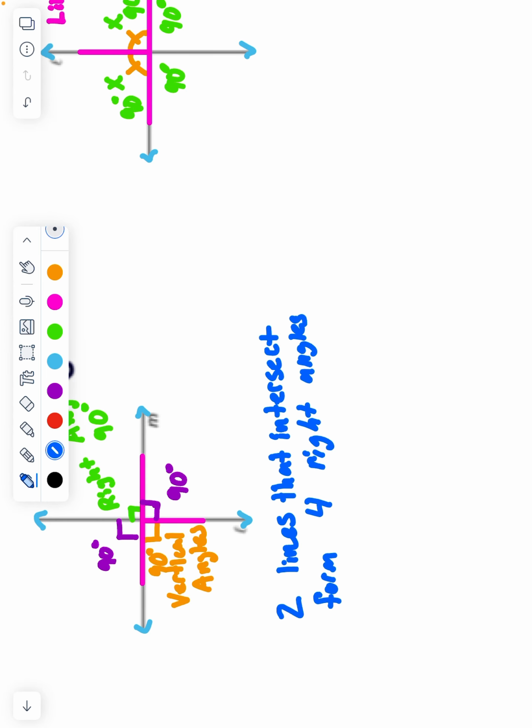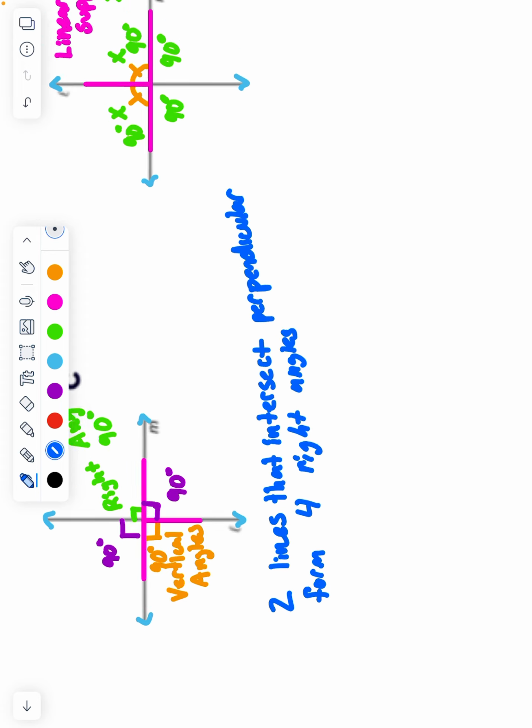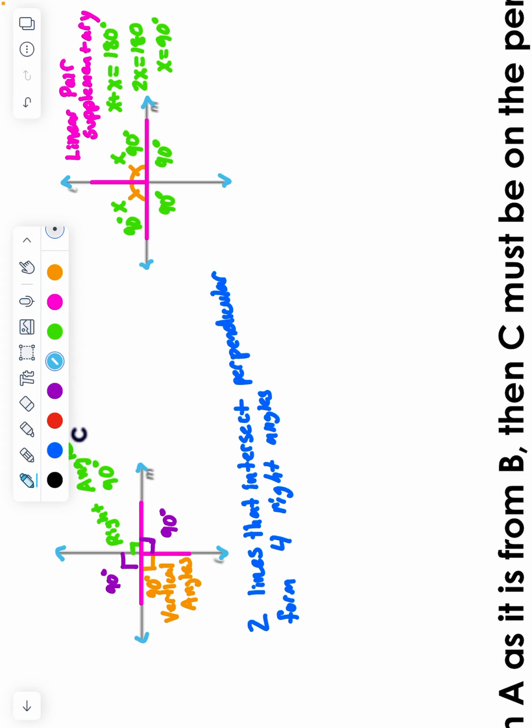Oh my gosh, guys, I'm glad I could rewind. Two lines that intersect perpendicular form four right angles. Ooh, that would have been a major typo. Let's go back here and reiterate it.